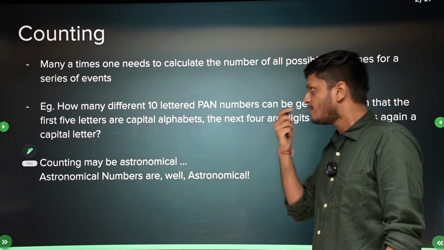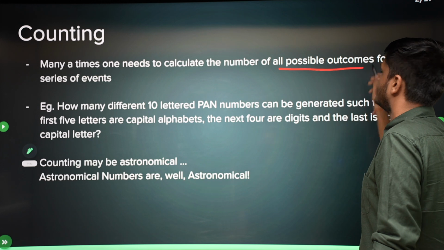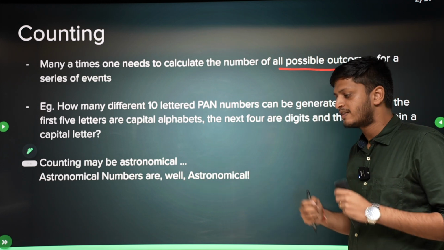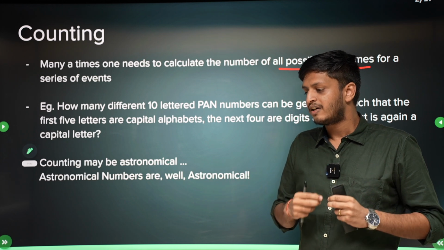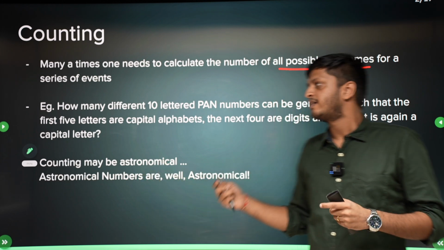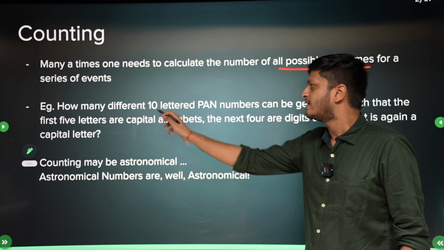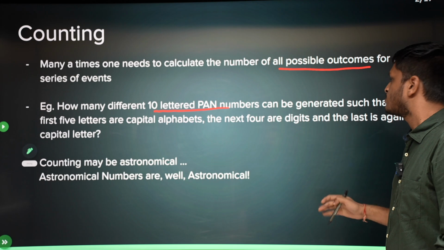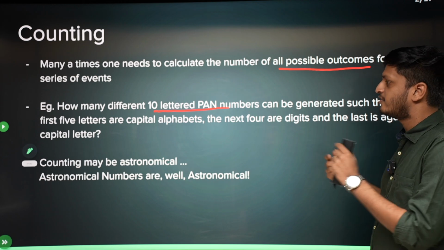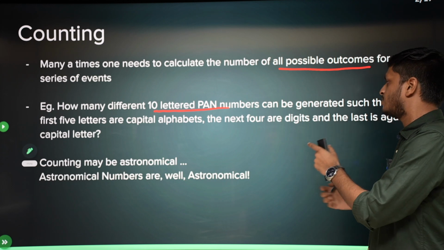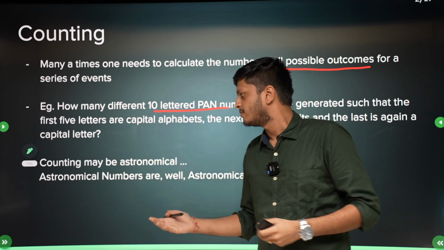Many times one needs to calculate the number of all possible outcomes for a series of events. You are doing some task, then some task, then some task. In how many possible ways can I accomplish my goal? That's counting. For example, we know that in India we have 10-lettered PAN numbers. In how many ways can we generate 10-lettered PAN numbers such that the first 5 letters are capital alphabets, the next 4 are digits, and the last one is again a capital letter? This is a counting problem.